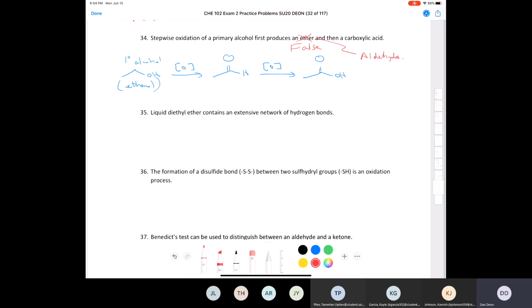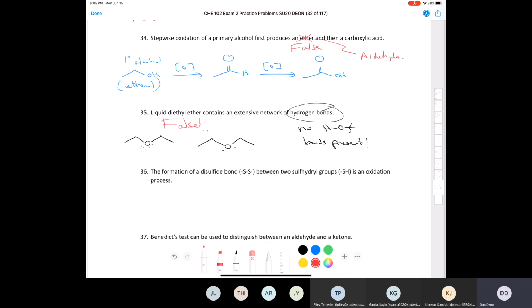Number 35, liquid diethyl ether contains an extensive network of hydrogen bonds. Who could tell me if this is true or false? Number 35. False. Thank you, Kayla. Absolutely, right? If I have 2 molecules of diethyl ether, there are no hydrogen-oxygen bonds present. So the answer is false.